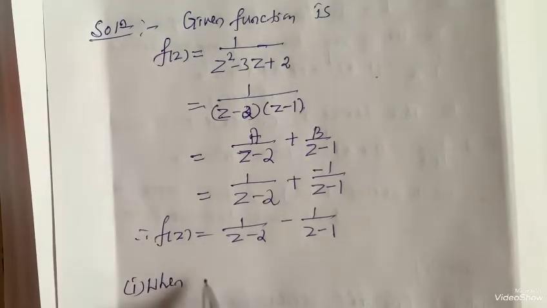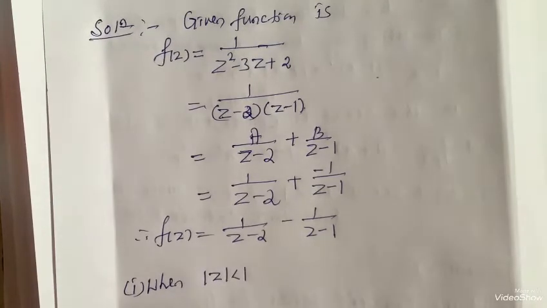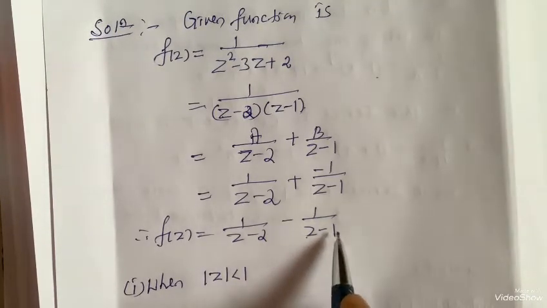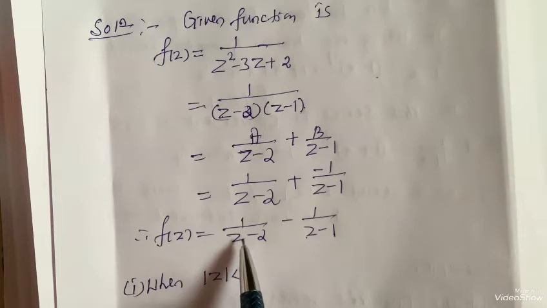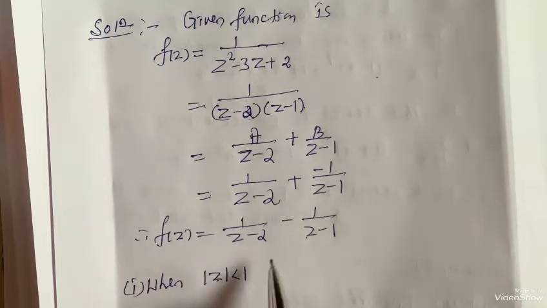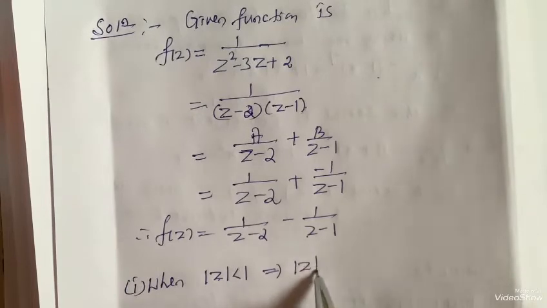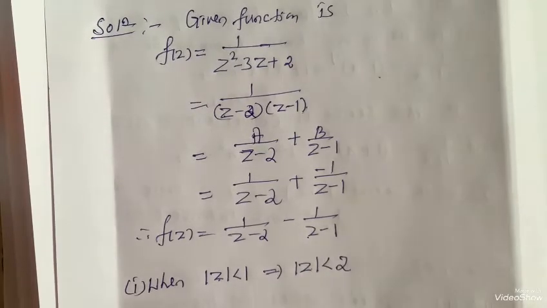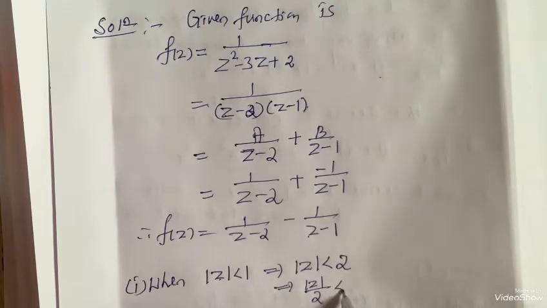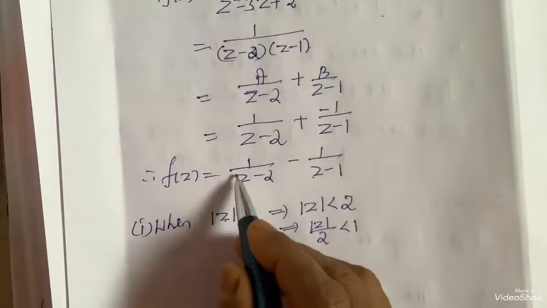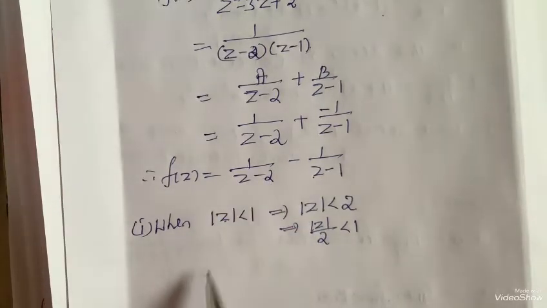when mod z is less than 1. Since this is z minus 1, you have to make it 1 minus z. This is z minus 2, so it has to be made in the form of 1 minus something, and that number should be less than 1. Mod z is less than 1 implies mod z is less than 2 also. Therefore mod z by 2 is less than 1. So now you have to make this in the form of 1 minus z by 2.